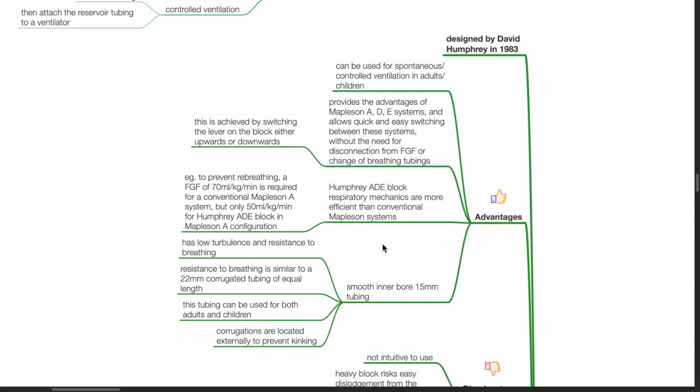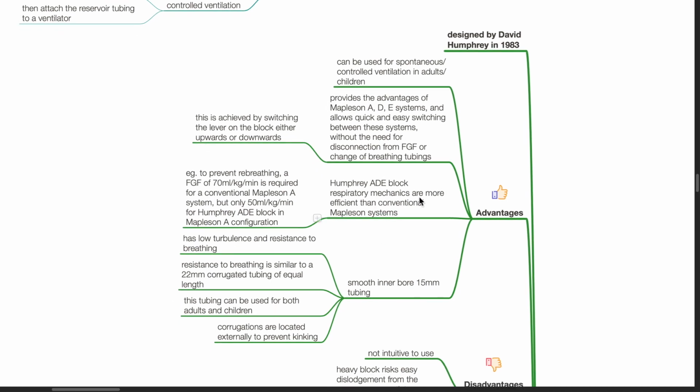The Humphrey ADE block respiratory mechanics are more efficient than conventional Mapleson systems. For example, to prevent rebreathing, a fresh gas flow of 70 mL per kg per minute is required for a conventional Mapleson A system, but only 50 mL per kg per minute for a Humphrey ADE block in Mapleson A configuration.